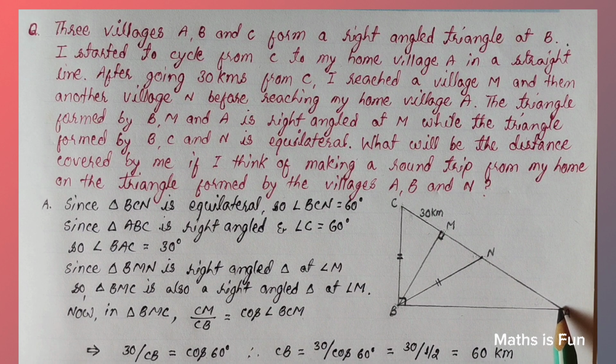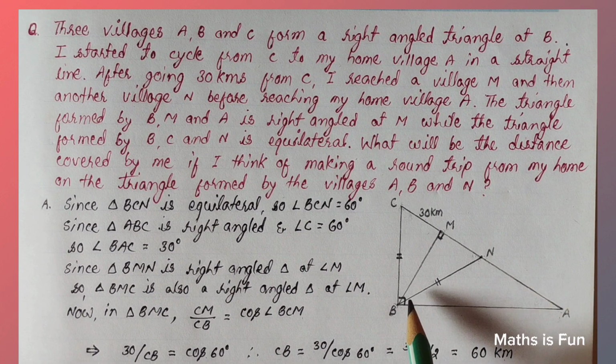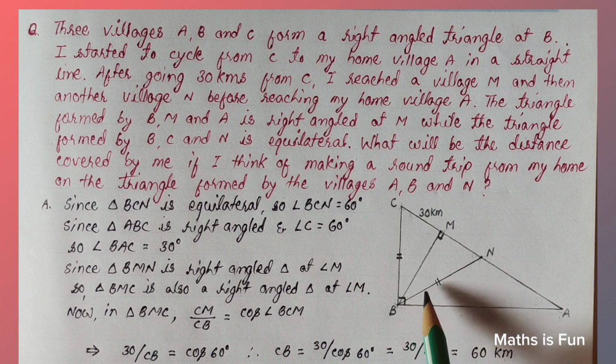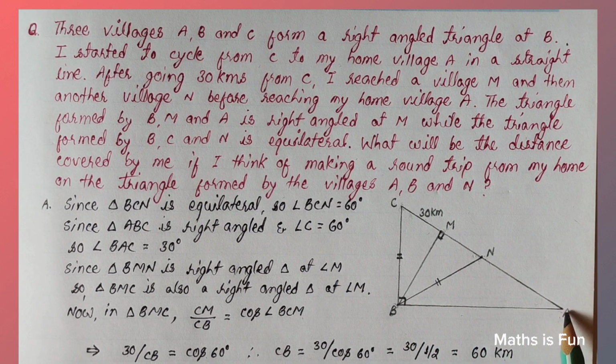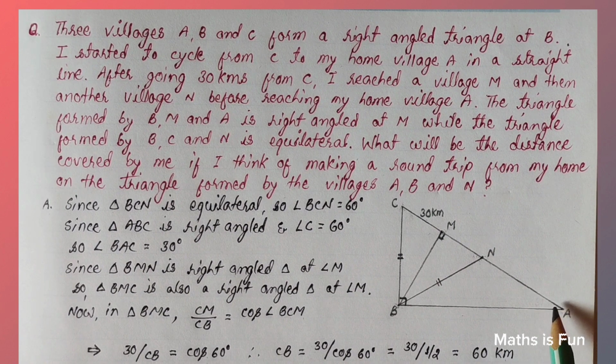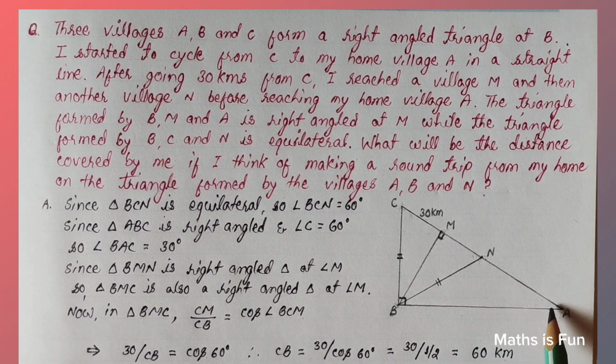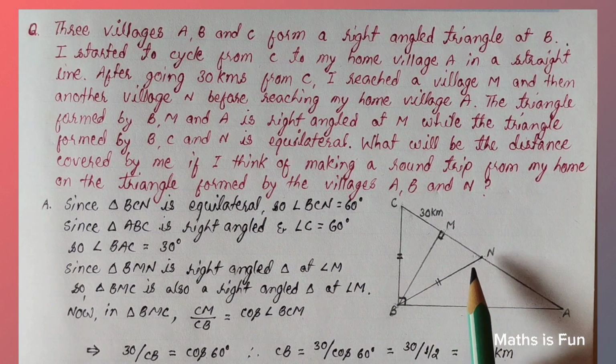And finally, the guy in question asks us that if he makes a round trip from his home village A through the village B, then to N and back to his home village A, what will be the distance covered by him? That means we need to find out the perimeter of this triangle ABN.